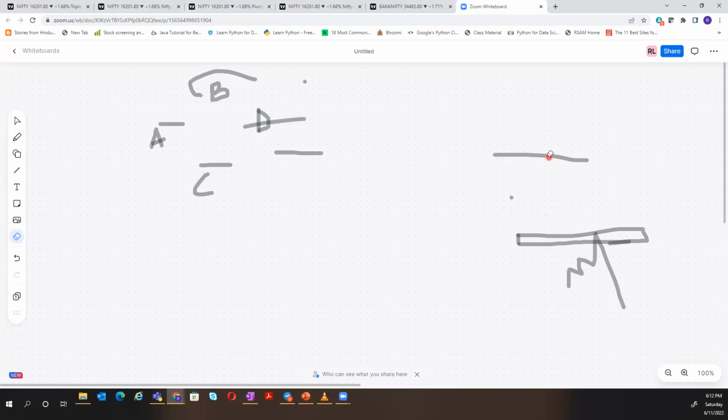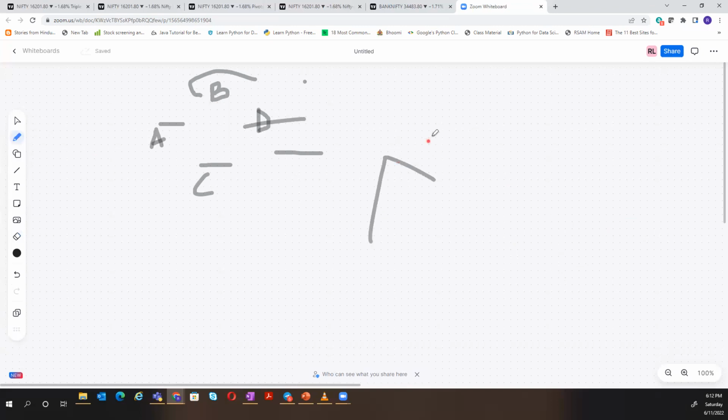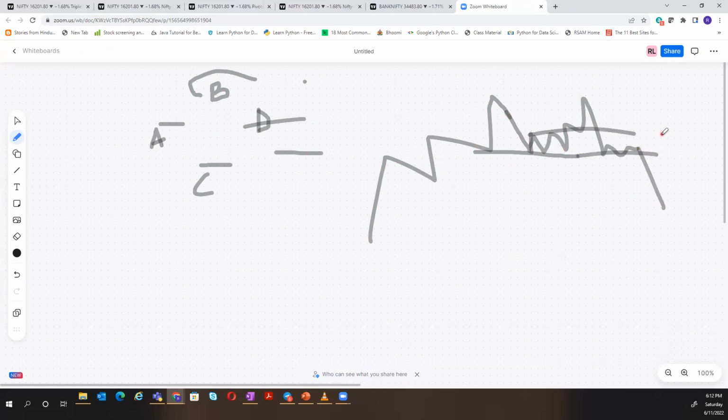Near the supply zone, whenever price is spending time, price is coming here, it moved up. Now this is the last swing low. Price falls here. Instead of breaking, it is going to spend time like this and then break. Now this carries a lot of weightage, and whenever price moves back to this area, again it will drop.